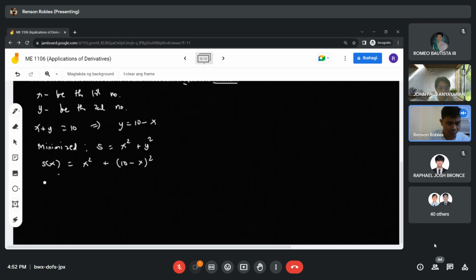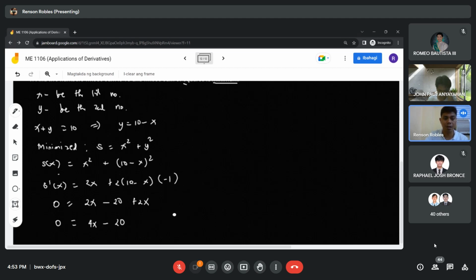Then you can now differentiate: S prime of x is 2x. Then for the second term, bring the 2 down, copy, subtract 1, and differentiate 10 minus x. Then let this be 0. 2 times 10 times negative 1 is negative 20, then 2 times negative x times negative 1 is plus 2x. So you have 0 equals 4x minus 20, and you can see that x is 5.